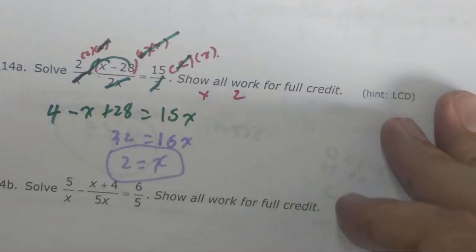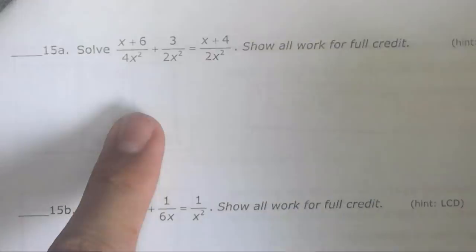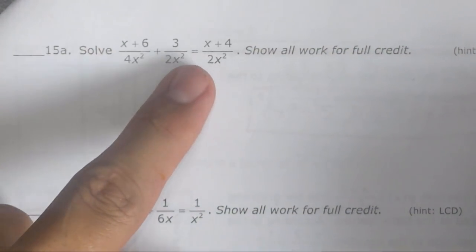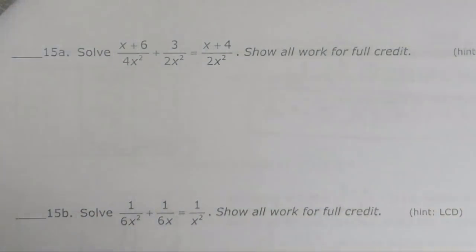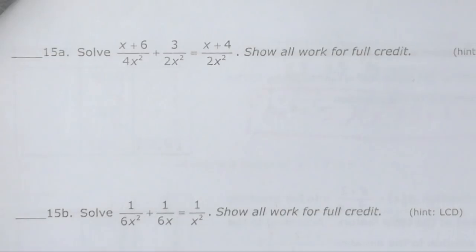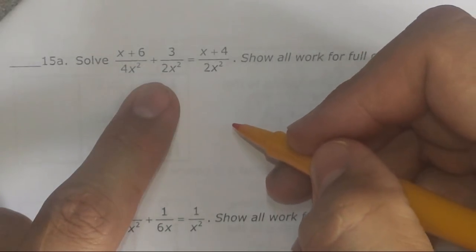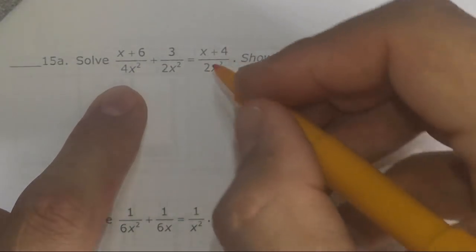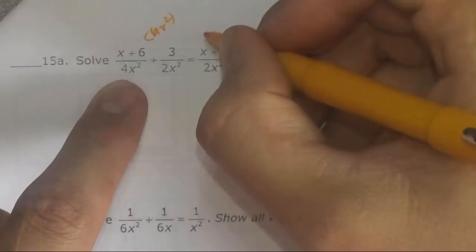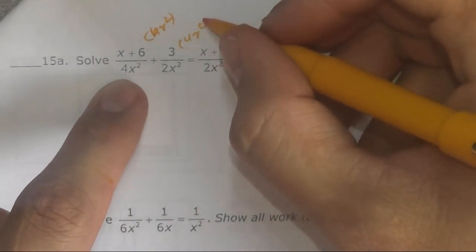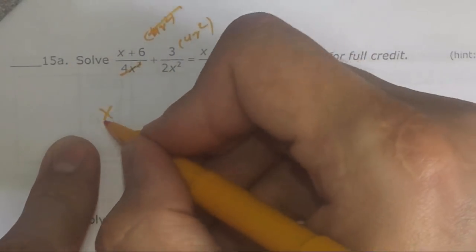Problem 15 is another solving one. It's probably a little bit more difficult, because we're going to more than likely get a fraction answer since it's a little more complicated. The least common denominator is going to be 4x squared. So when I multiply each of these by 4x squared, the 4x squared is going to cancel. I have x plus 6.